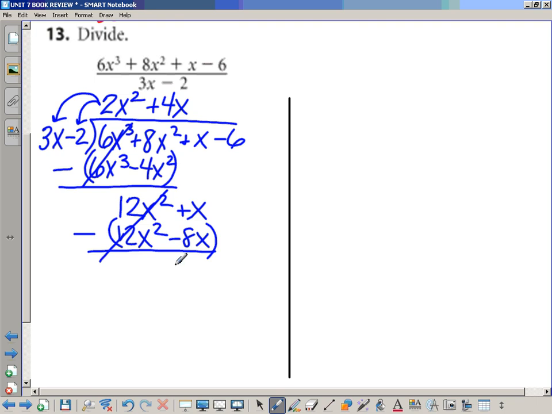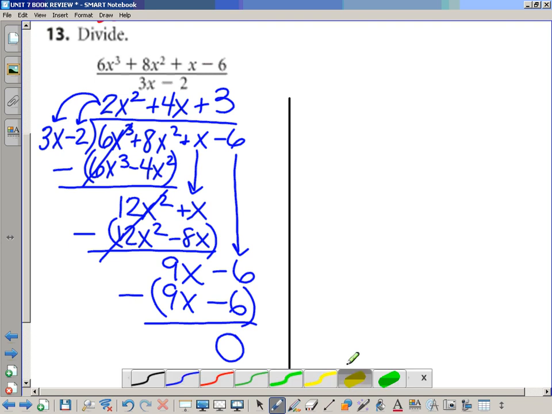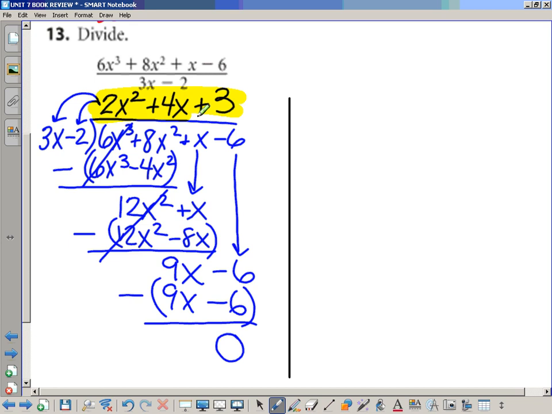x double minus 8x is 9x. The minus 6 comes down, just like the x came down before. And we multiply 3x times 3 to get 9x minus 6. And when you subtract a quantity from itself, the remainder is 0. So the answer to this division problem is right here: 2x squared plus 4x plus 3.